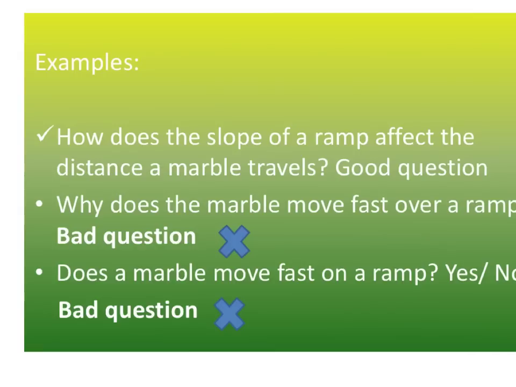The second question is not a good question. It starts with a why, which does not lend itself to experimental setup. The third question is a yes or no question, and again, a bad question if you were to follow the scientific method. So we never use yes or no questions when we are trying to solve problems using the scientific method.